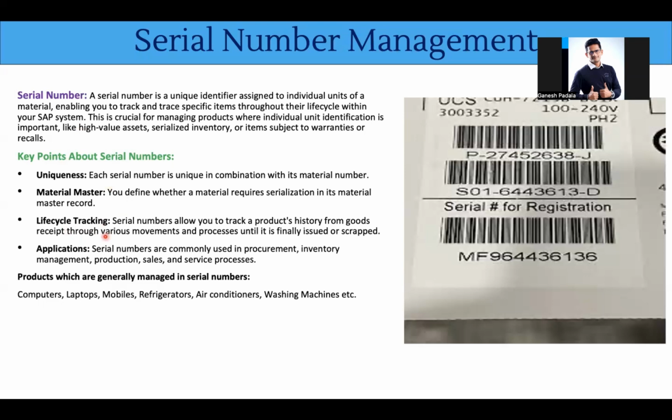And life cycle tracking: serial numbers allow you to track the product's history from goods received, from which vendor you bought it, how long it is stored in your warehouse, and which customer you sold it to. You can track that complete cycle in the serial number history, which we are going to see. And applications: serial numbers are commonly used in procurement, inventory management, production, sales, and service processes. We are going to see certain processes in this video, so you can apply those when you use other processes like production or sales.